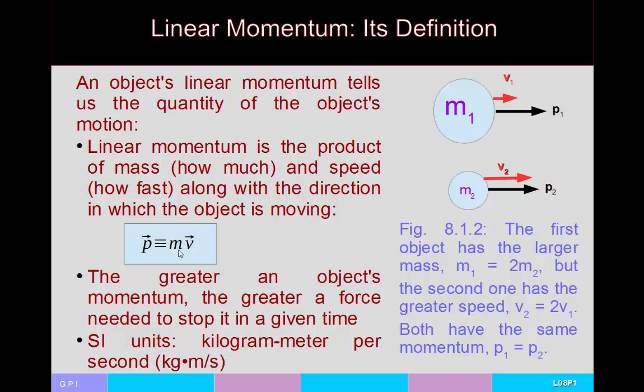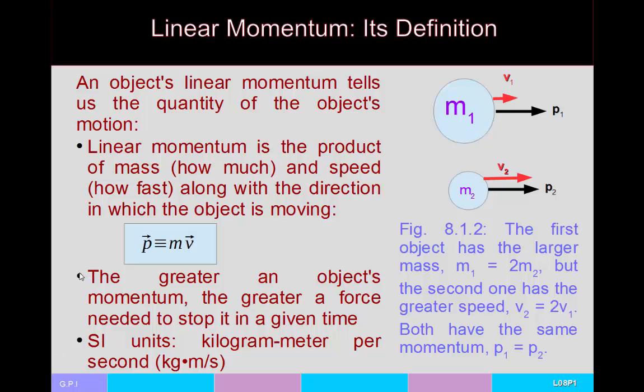Another thing that's worth noting here is that the larger the mass you have, the more momentum, and the larger the speed you have, the more momentum. So these two objects actually have the same momentum, even though this one is much smaller because it's moving faster, or even though this one is slower because it is much bigger.